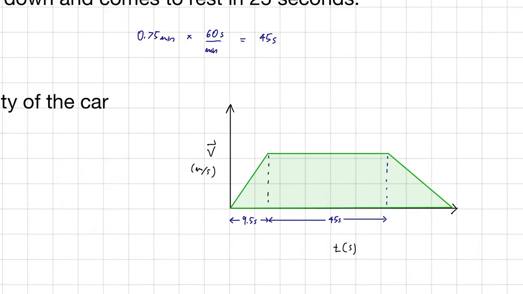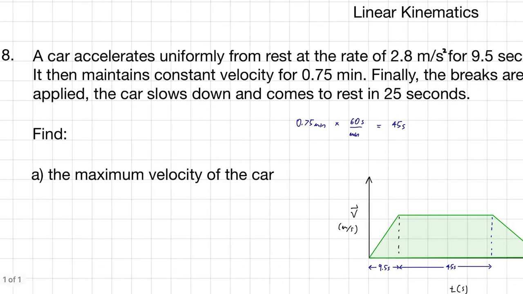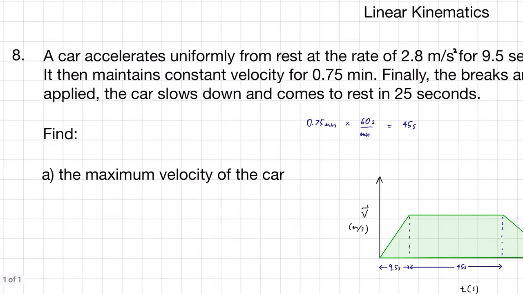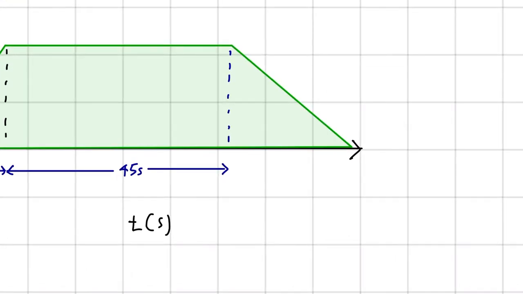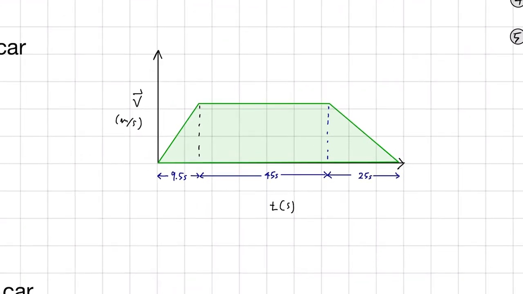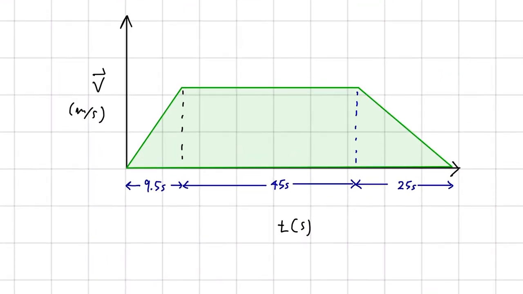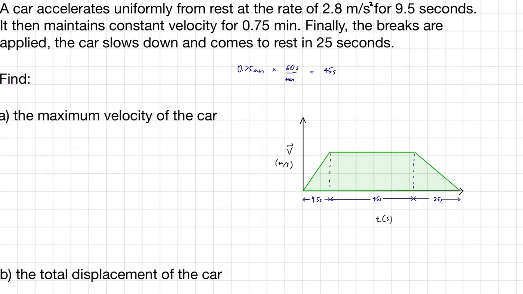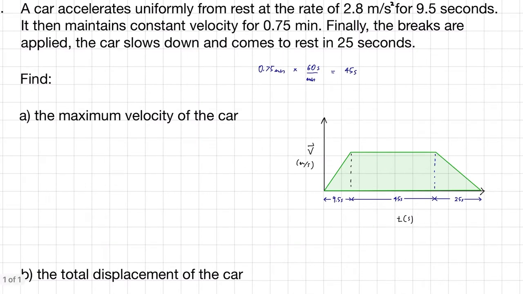And then finally, our last stretch of time is going to be 25 seconds that we are decelerating. So we're at 25 seconds. All right, so it doesn't have to be anything too pretty or too fancy, but we now have an understanding of what's going on in this question. So let's start with question 1.